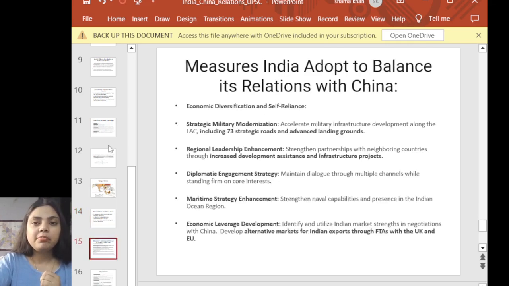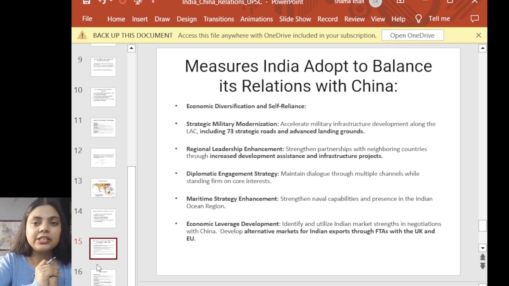Next we can see the measures India adopts to balance its relation with China, and you can also use them as a way forward. First, economic diversification and self-reliance, like India's steps such as the Make in India policy, making India a manufacturing hub for mobiles and computers. We can use this strategy to tackle China's dominance. Next, strategic military modernization. We can accelerate modern infrastructure development along the LAC, and we can also build road infrastructure near that conflict region.